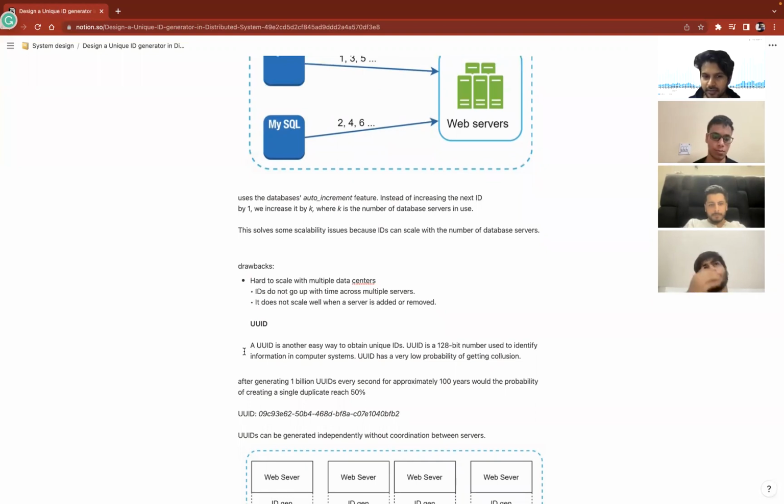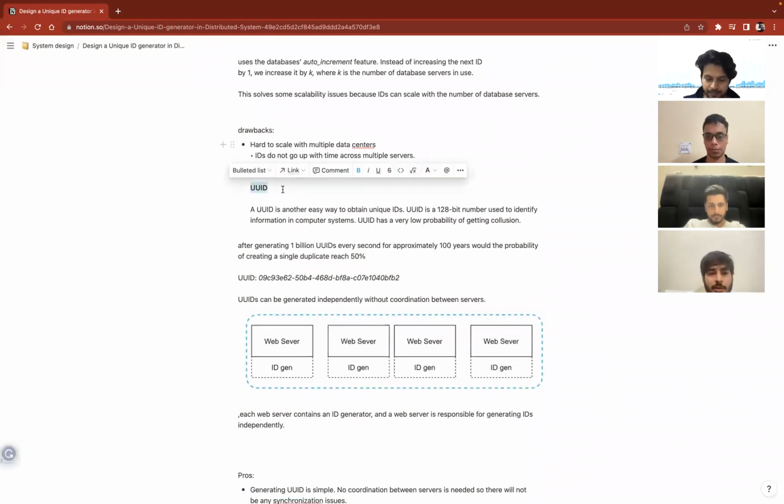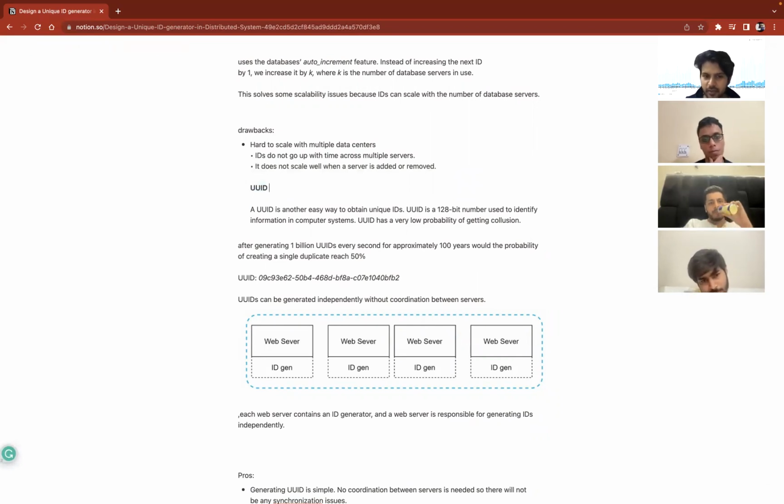Any questions here, Harsh? No. It solves for scalability, but it doesn't actually scale in a real world system. It is also limited by the number of servers we are assuming. Yes. Okay. Then there is UUID, which is number two.